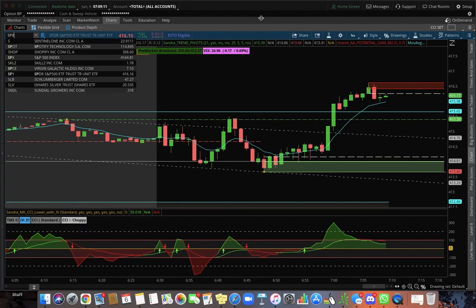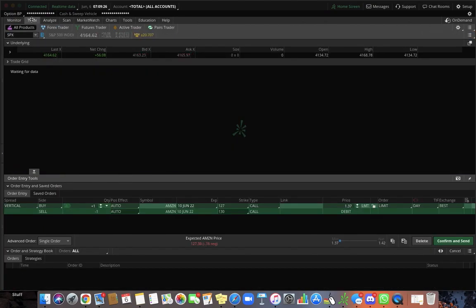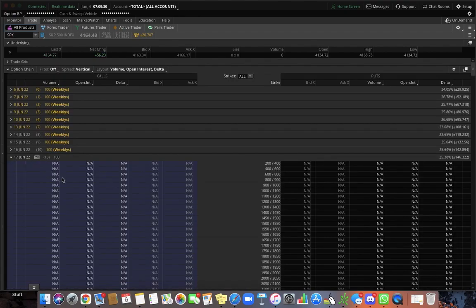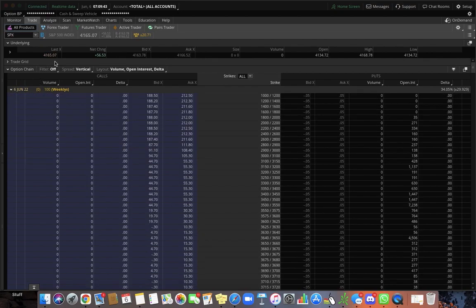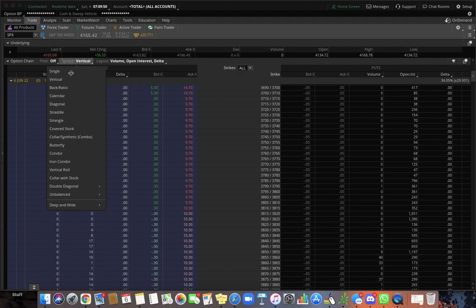I don't have a hard and fast rule like Big Guava does. As an example, if I was to scalp SPX, and I often do, when I go over to the trade tab and take a look at my options, when they decide to pop up, I feel like I'm in slow motion.